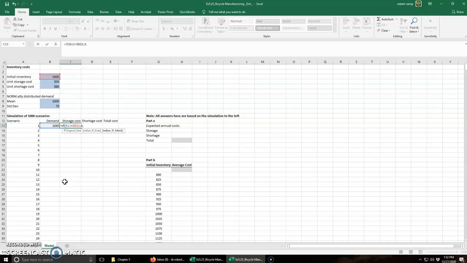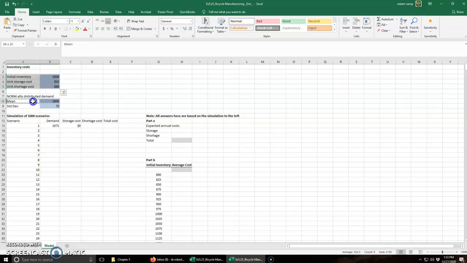Otherwise, we've got to pay to store the bikes, and storage cost is going to be $50 a bike, F4 to lock that in, and then we're going to multiply that by the number of bikes that we have, which will be our initial inventory, once again F4 to lock that in, minus our demand. And there we go. Now this is where range names actually make things a lot easier. So let's go back and put those in.